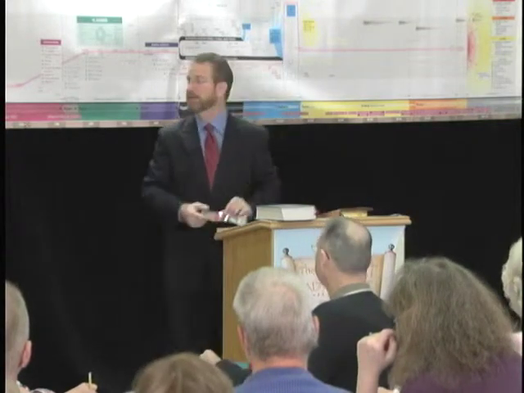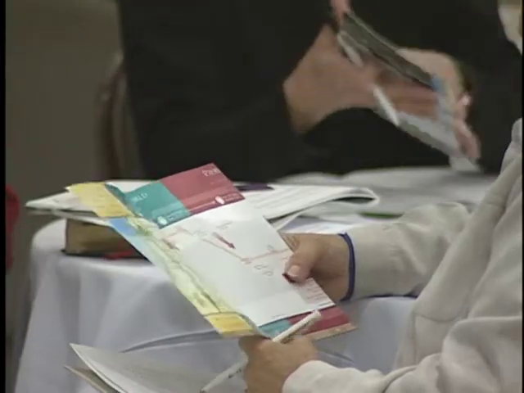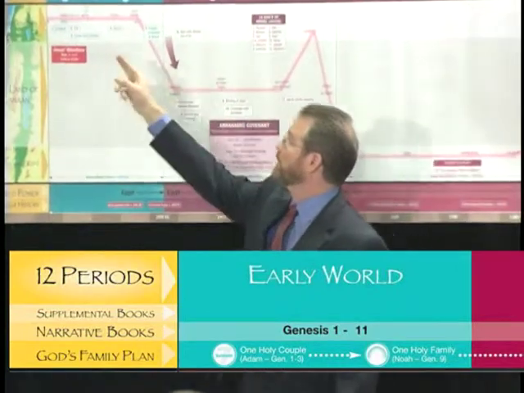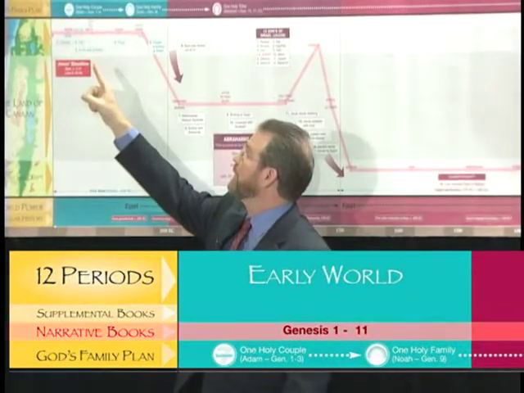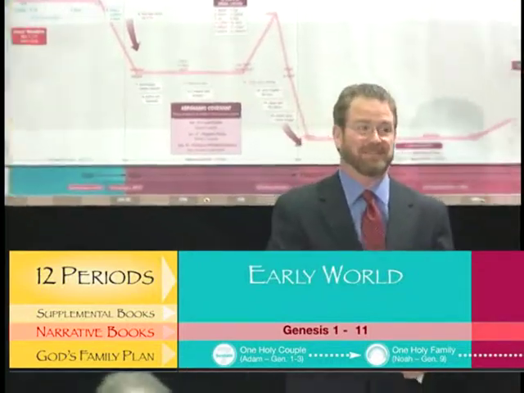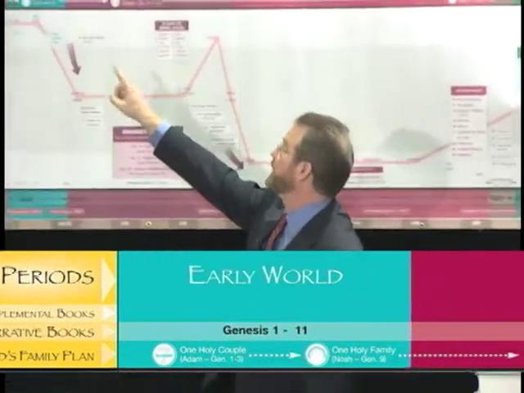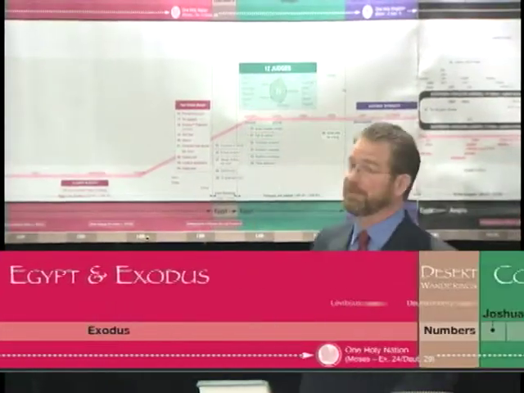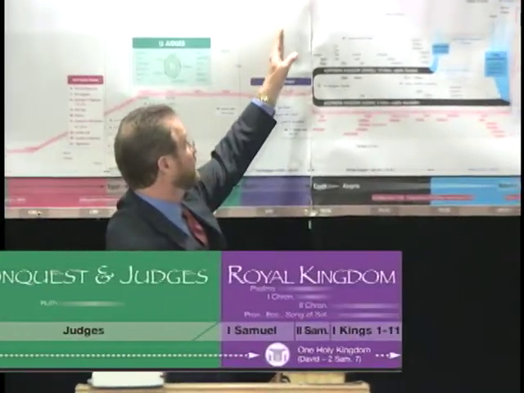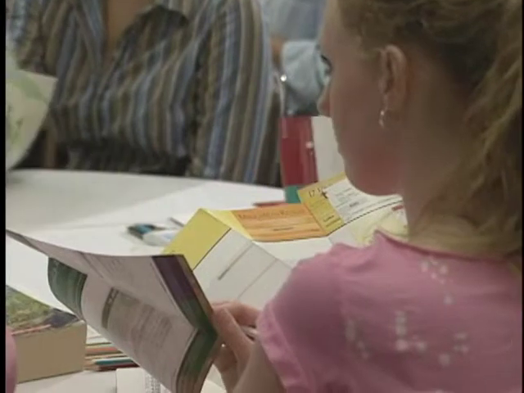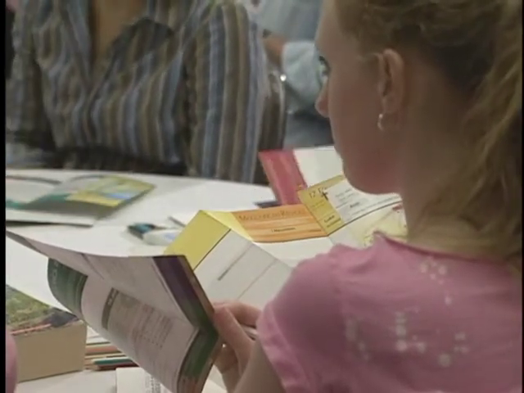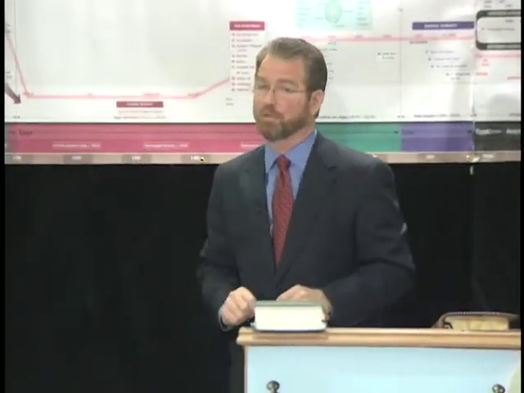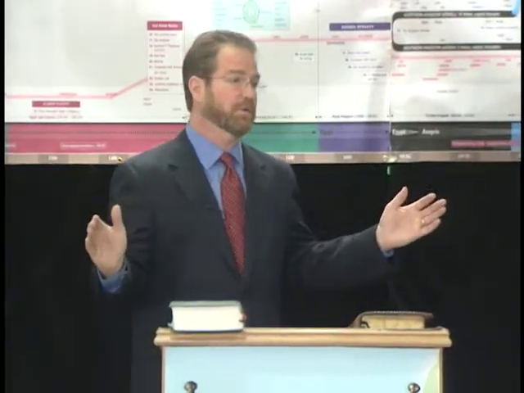But if you will look on your timeline chart, you will notice that we have, on the far left, 12 periods, the early world, the patriarchs. You'll also notice that we have supplemental books and narrative books. The narrative books are the key. To the right of the narrative books, you'll see we have Genesis, Exodus, Numbers, Joshua, Judges, 1st and 2nd Samuel, 1st and 2nd Kings, Ezra, Nehemiah, 1st Maccabees, and Luke, and then Acts. Those are the 14 books that you need to read to the right of the narrative book marker. Those 14 will take you through the story.